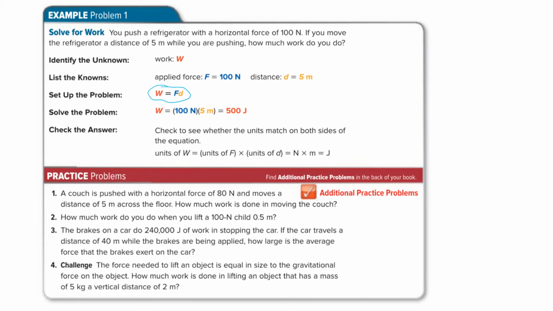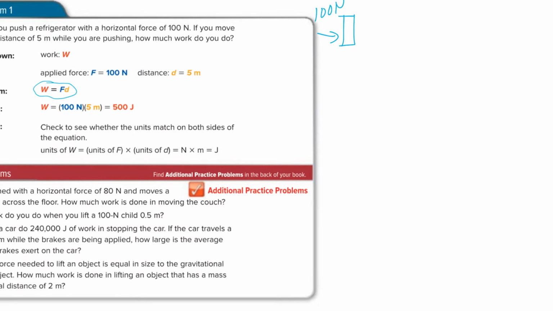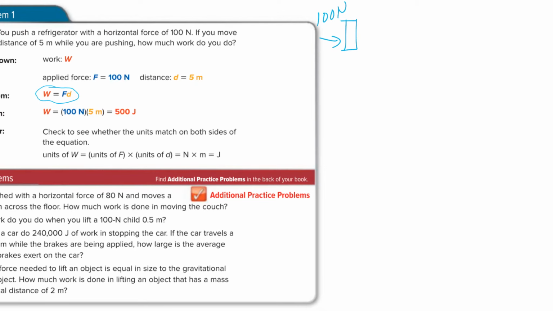So our example problem says, when you push a refrigerator with a horizontal force of 100 newtons, so you can imagine you got your fridge here, you're pushing this way with 100 newtons. If you move the refrigerator a distance of 5 meters while you're pushing, how much work did you do? Okay, so you push this fridge 5 meters. It starts there. It ends up over here. And this is 5 meters.